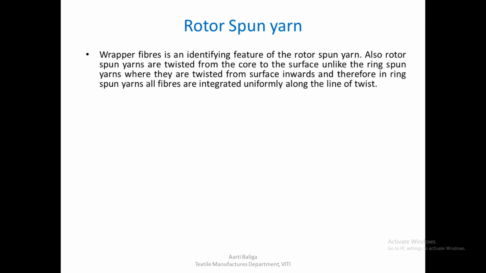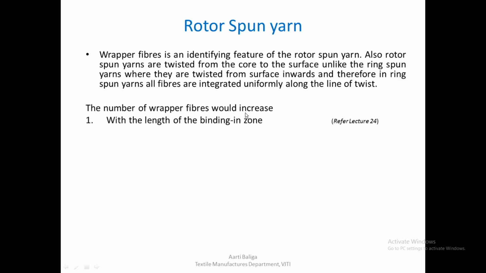Now, in ring spinning, we know that when the yarn in the ring frame comes out of the front roller, the way it gets twisted, the twisting happens actually from the outer surface towards the inner surface, whereas in rotor the twisting happens first in the core and then it's happening over on the surface. So this is a major difference that we see. One is the wrapper fiber, second one is the manner of twisting between rotor spun and ring spun yarns. And therefore, what happens is in the ring spun yarns, all the fibers are therefore uniformly integrated along the line of twist.